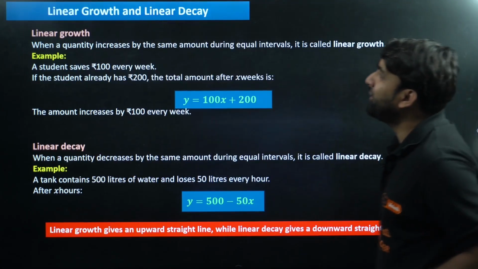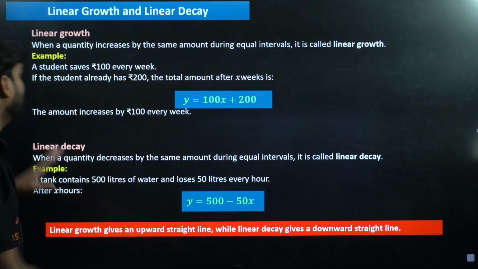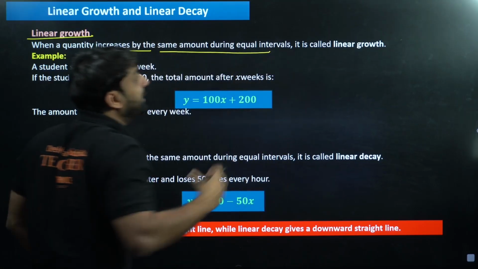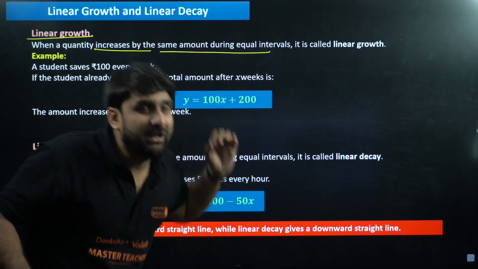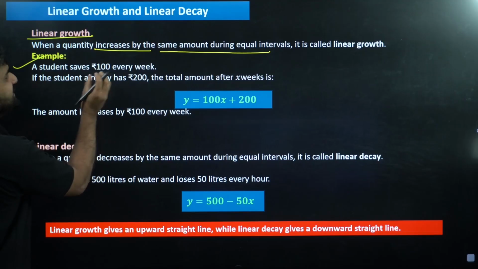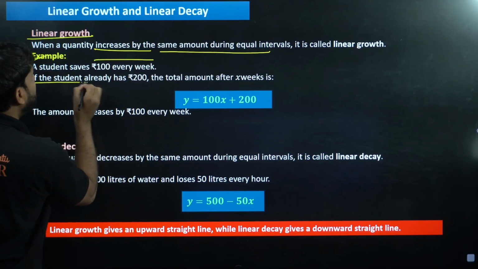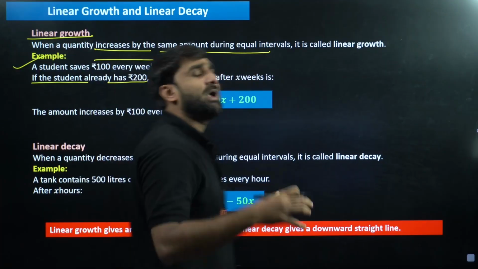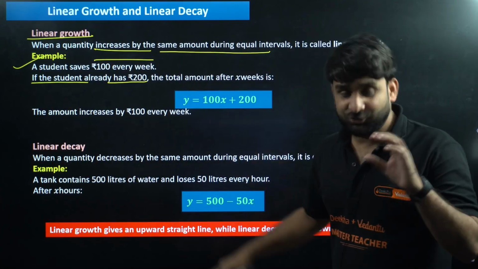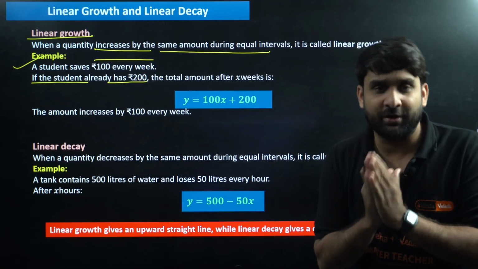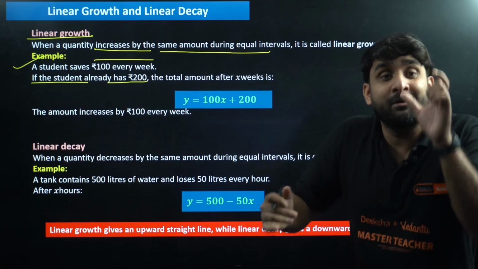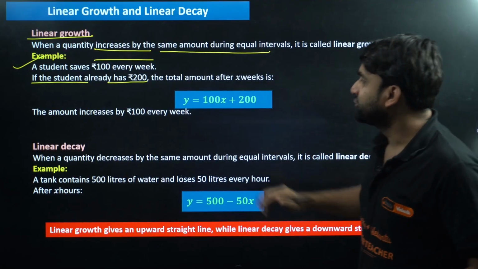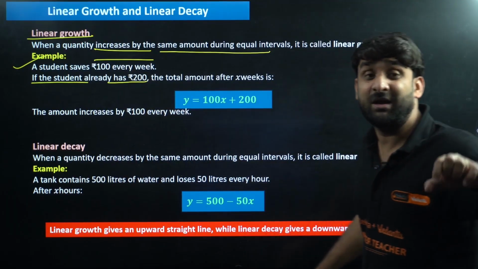Moving ahead, linear growth and linear decay. What does it mean by linear growth? My dear champion, linear growth means when a quantity increases by the same amount during equal intervals of time. For example, a student saves rupees 100 every week. If the student already has rupees 200, then what will the total amount be after x weeks? So there is a student who already has 200 rupees, and now the student is saving 100 rupees every week. So how much will he have after x weeks? My dear, here the student's saving is increasing by 100 rupees every week.